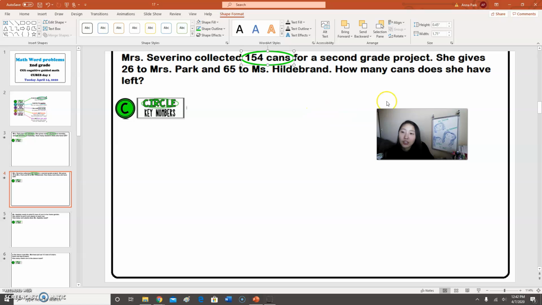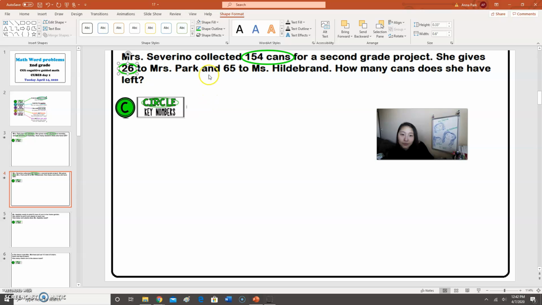Next one is, she gives 26 to Miss Park. This one doesn't have a unit there, but we still know what they're talking about, so make sure you're actually circling that as well, because 26 is 26 cans. And 65 to Miss Hildebrand. Again, you know what they're talking about, even though they don't have the unit there. I'm going to move that. How many cans does she have left? Alright, no other numbers, no other units in that, so we're going to go on.